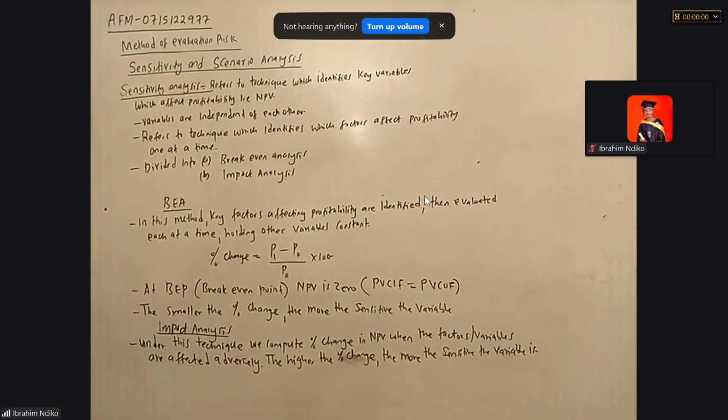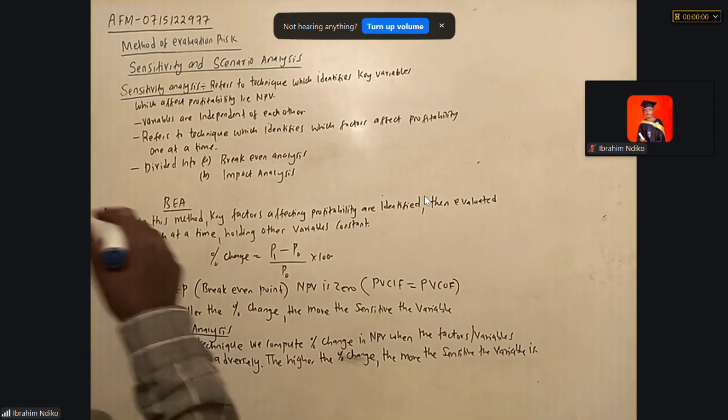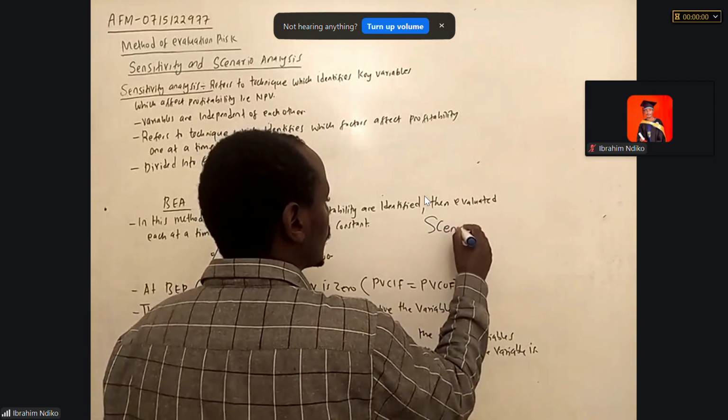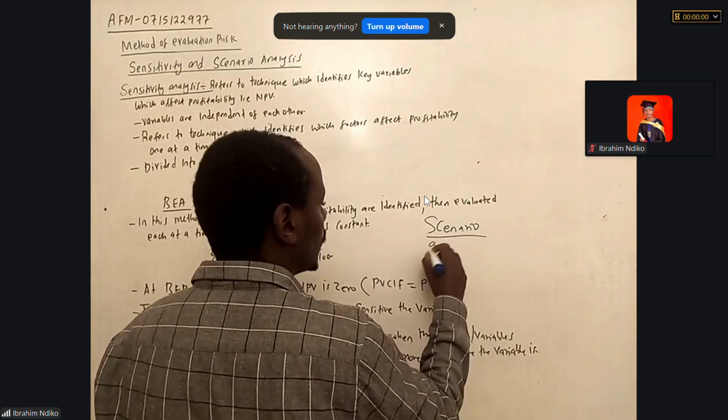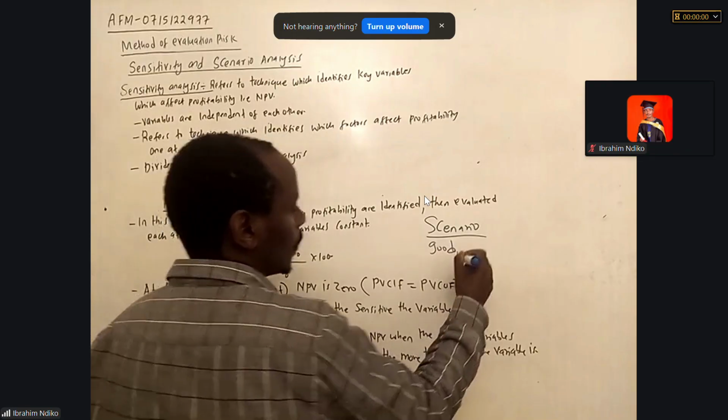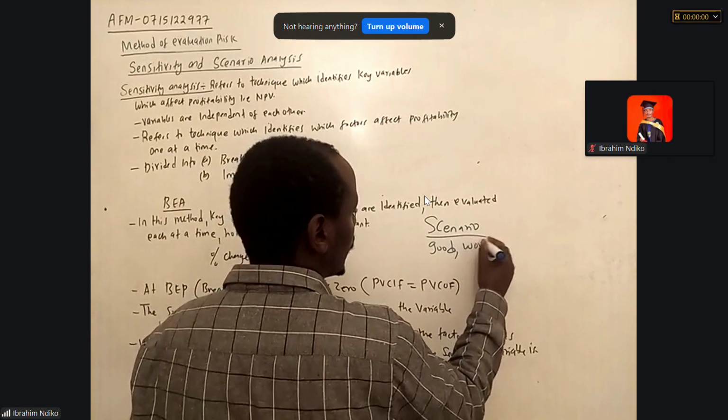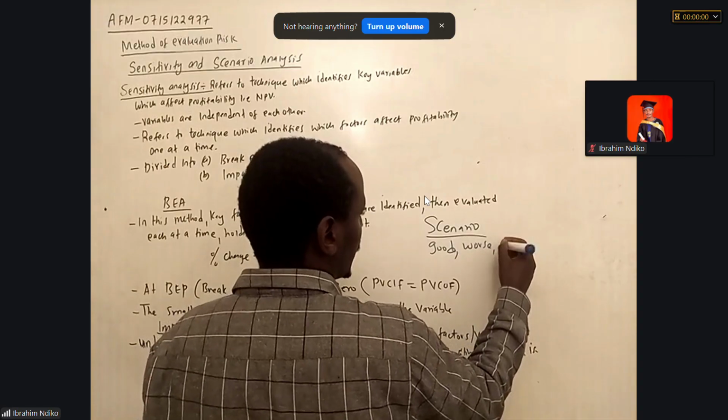Now, we are going to wrap that one so that we can talk about scenario analysis. But remember, we need to do a question for breakpoint analysis and impact analysis. But because we were doing the question for April, let us now introduce scenario analysis. Scenario analysis considers scenarios. We can have three types of scenarios. Which? You can have good, worse, and maybe average.